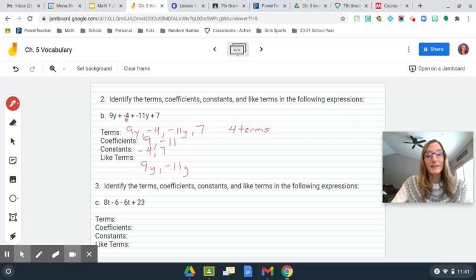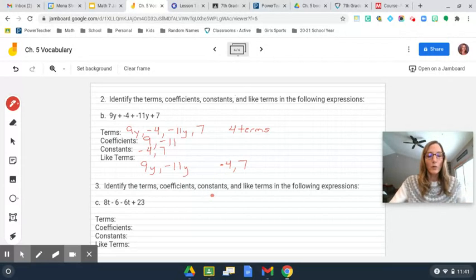Now I have another group of like terms. My constants this time, I actually have two of them in the expression. So I have a negative 4 and a positive 7. Those are considered like because they don't have the variable next to them. They're a fixed value. They're constants. So I'm just going to leave a little space here, and I'm also going to write down negative 4 and positive 7. I have two groups of like terms.